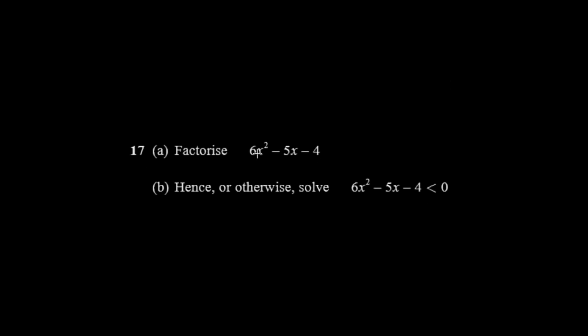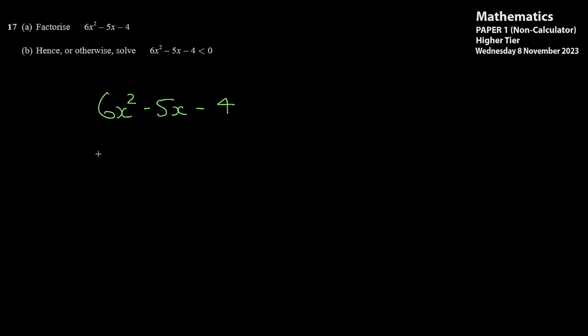Question 17 offers us a factorisation of a quadratic. Now, given this is a non-calculator paper, this should be able to be solved by inspection. As these numbers are all quite close, I'm going to pick 3x and 2x that would produce 6x squared.